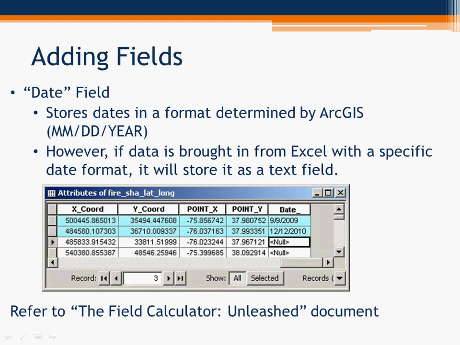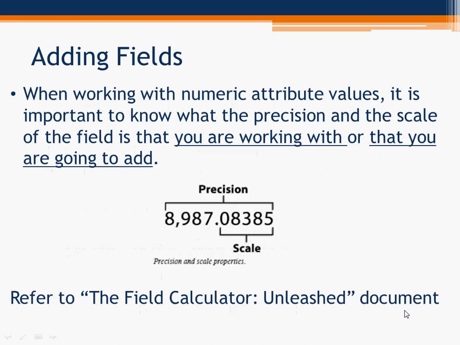It may be a specific date format, but if it does not match what is in ArcMap or what the format that ArcMap chooses, it will label it as a text field. And so that is something to consider if you're importing data from an external tabular source like Excel.